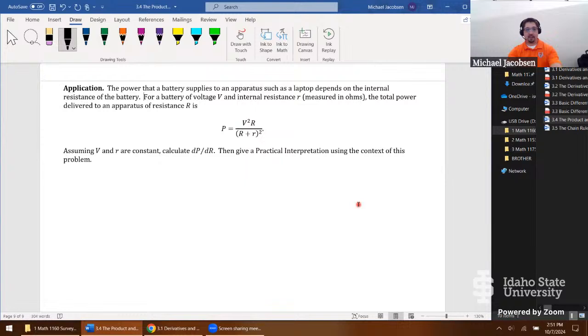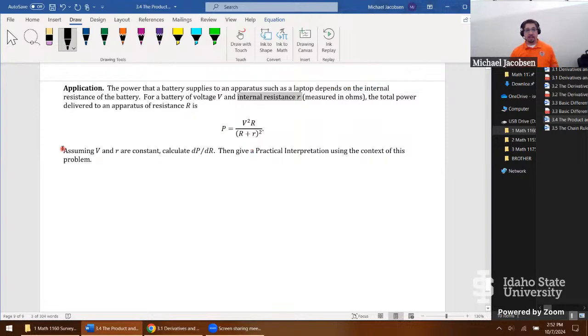They tell us next, for a battery of voltage V and internal resistance lowercase r, measured in ohms, the total power delivered to an apparatus of resistance uppercase R is given by this formula right here. So the power, again, imagine this power being supplied to your laptop through a battery. With voltage V, we'll have a V squared there, involves capital R, divided by R plus lowercase r. Oh, I said that wrong. R is just the resistance of the apparatus. Little r is the internal resistance of the battery. So that's all kind of interesting.